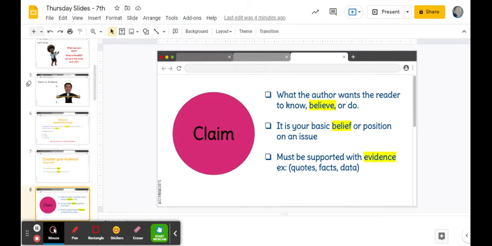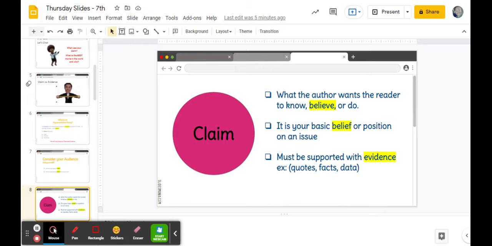Then you'll make your claim. So a claim is what the author or you wants the reader to know, believe, or do. So if I am claiming that strawberry ice cream is the best ice cream in the world, it's something that I want you to believe also, and that will be my claim.